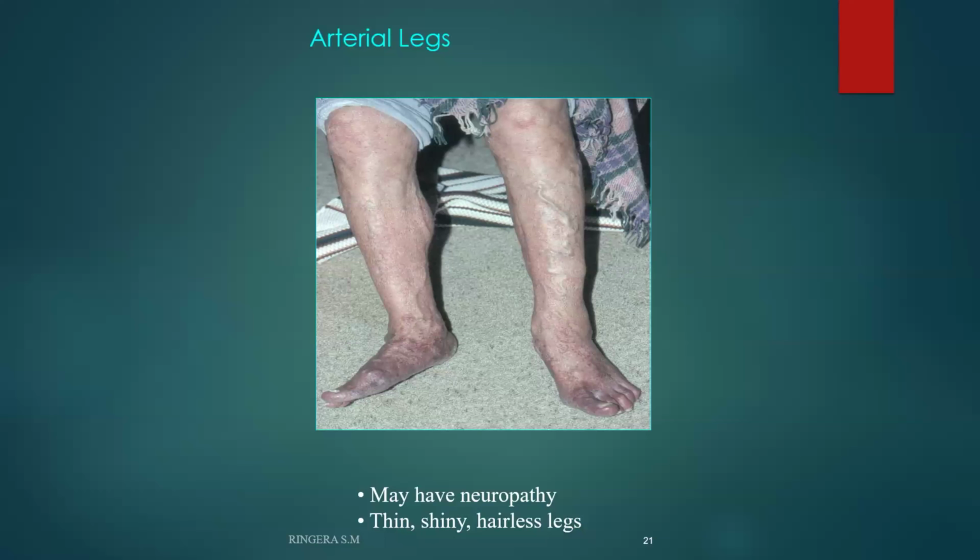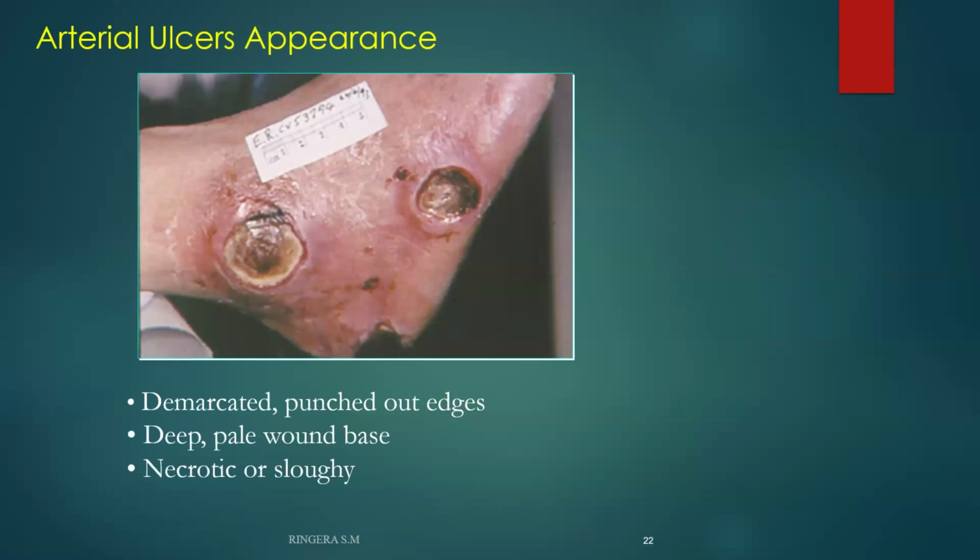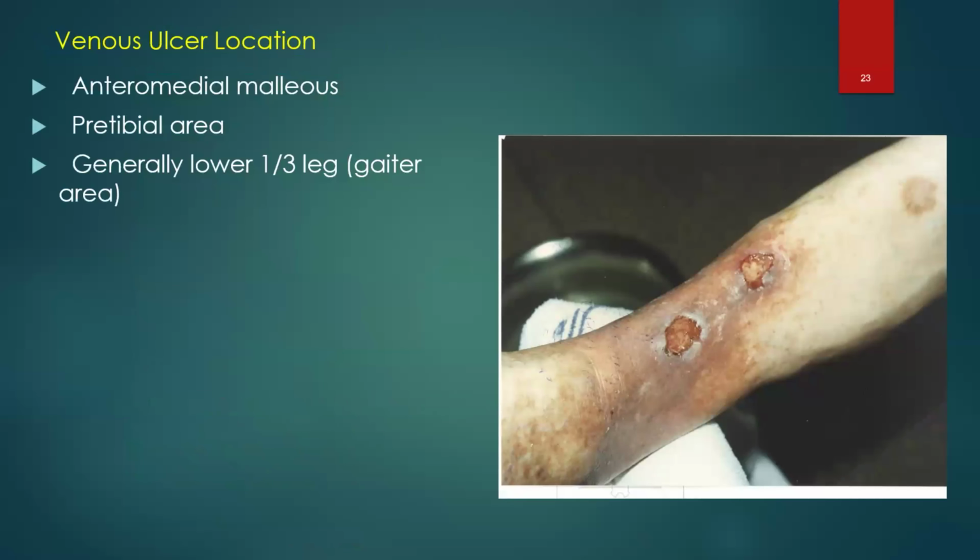Yeah, so this is a classical appearance of an arterial leg. You can see it is quite thin and shiny, no hair. It's completely devoid of any hair, a lot of hair loss on the lower leg. The appearance of the ulcer for those patients is usually very well demarcated edges, punched out edges, deep pale wound bases, and some of them will actually present with necrotic or sloughy wound bases.